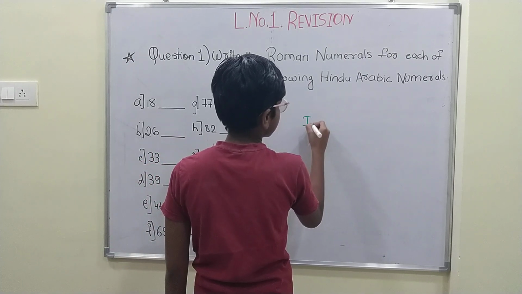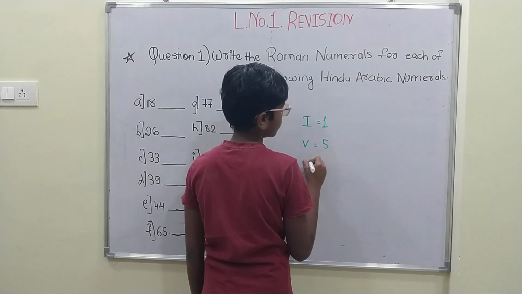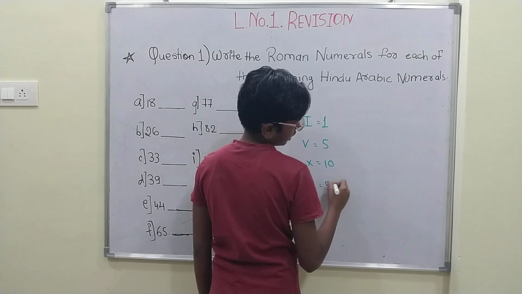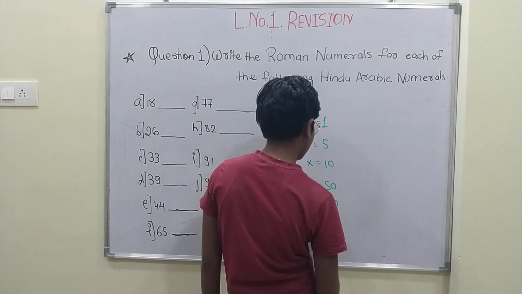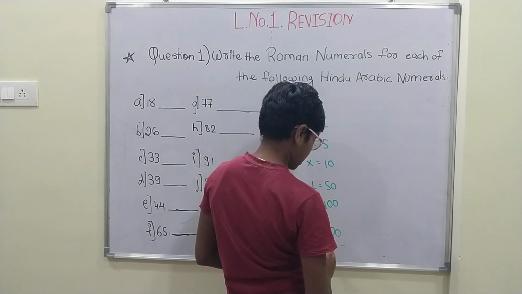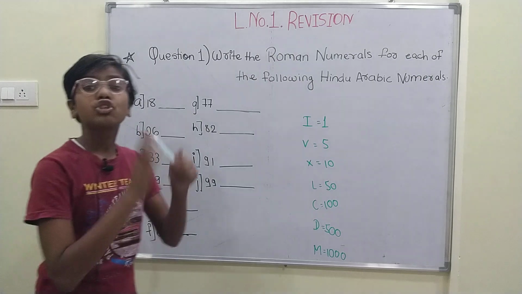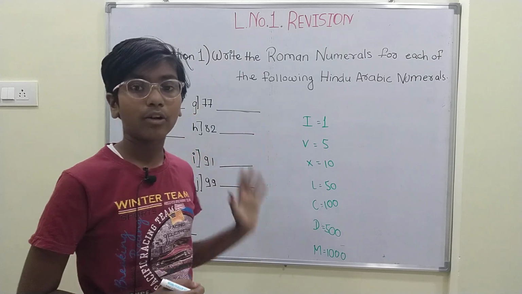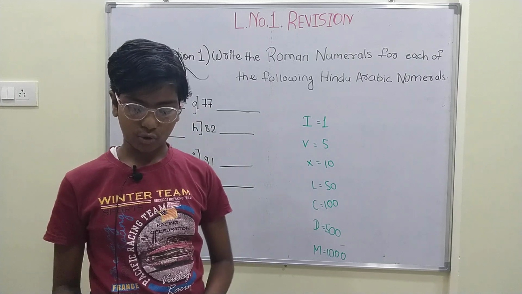I equals 1, V equals 5, X equals 10, L equals 50, C equals 100, D equals 500 and M equals 1000. So if I want to make any bigger units other than these, I am only dependent on these main units for subtraction and for addition. So let's begin the first question.